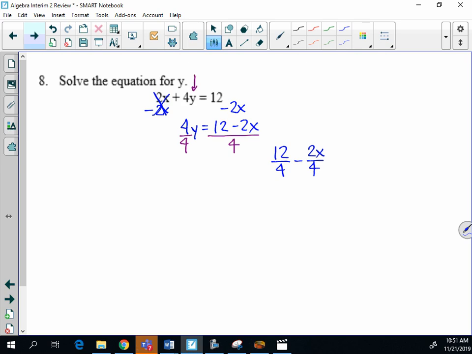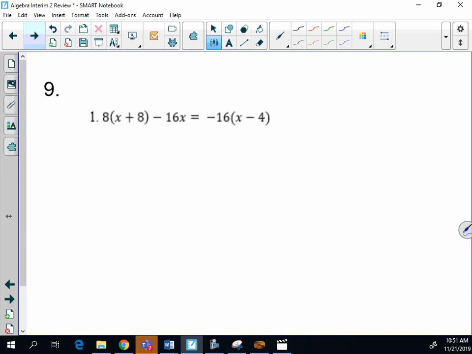On this side, on the left, 4 divided by 4 is 1. And over on this side, I have 12 over 4, which is 3. And then 2 over 4 is 1/2 x. Remember that this might also be shown as 3 minus x over 2. That's the same thing as 1/2 x. Moving on to number 9. Now we are solving and we are deciding if it has no solution or if it has infinite solutions or if it has a set solution.